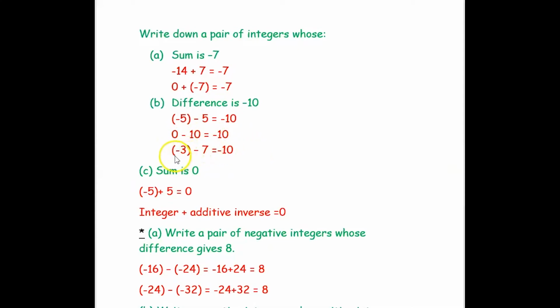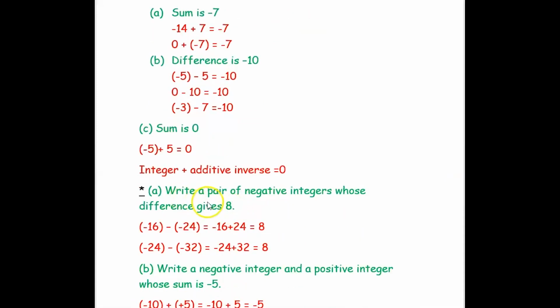The other pair is negative 3 minus positive 7. So negative 3 minus 7, you will get negative 10. Next is, you want to find a pair of integers such that their sum is 0. So negative 5 plus 5 is 0. So any number added with its additive inverse will give the result as 0.